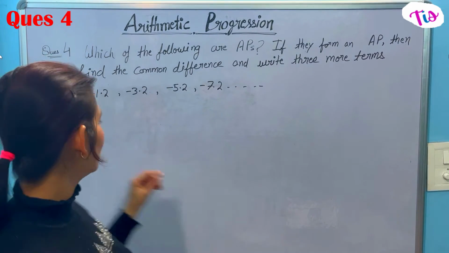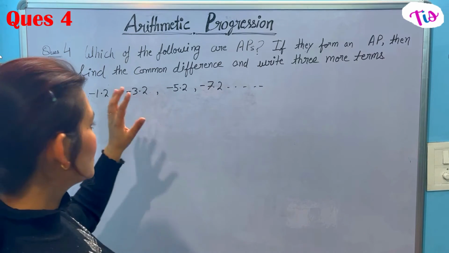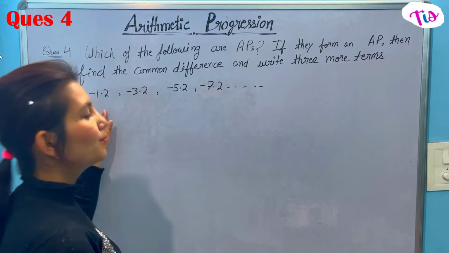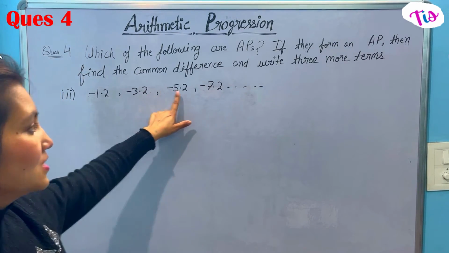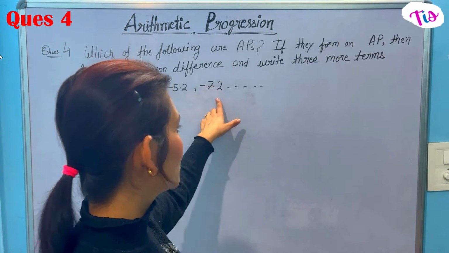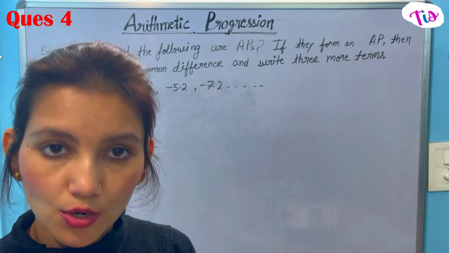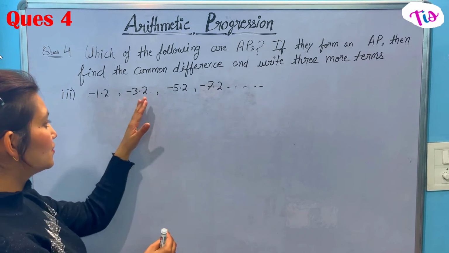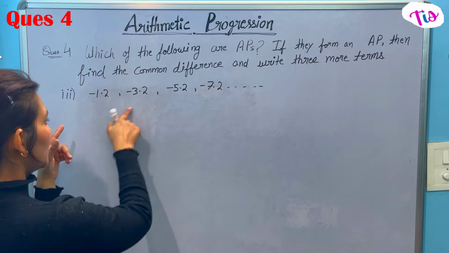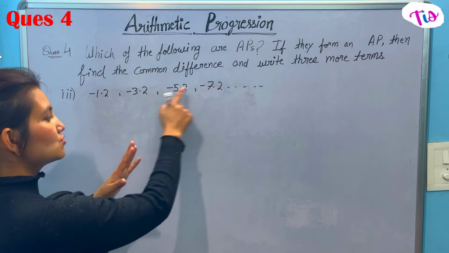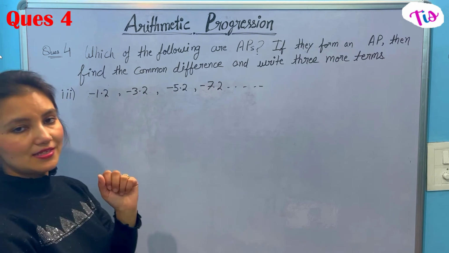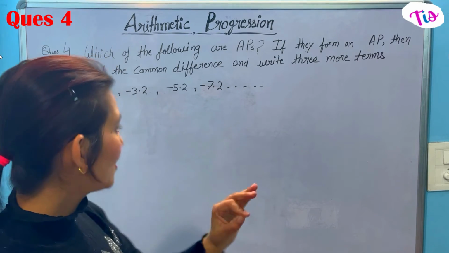So here is part 3 for you. The sequence here is minus 1.2, minus 3.2, minus 5.2 and minus 7.2 and so on. Let's find out whether it forms an AP or not. What we will do is find the difference of consecutive terms: A2 minus A1, A3 minus A2 and A4 minus A3. And take care of the signs.